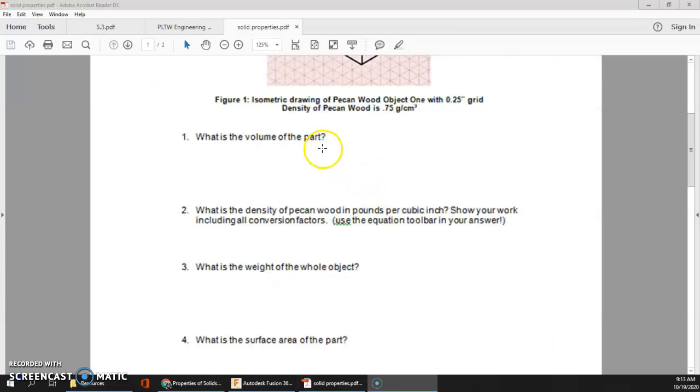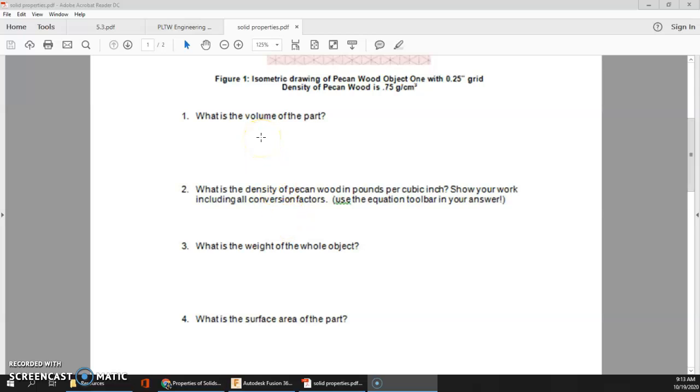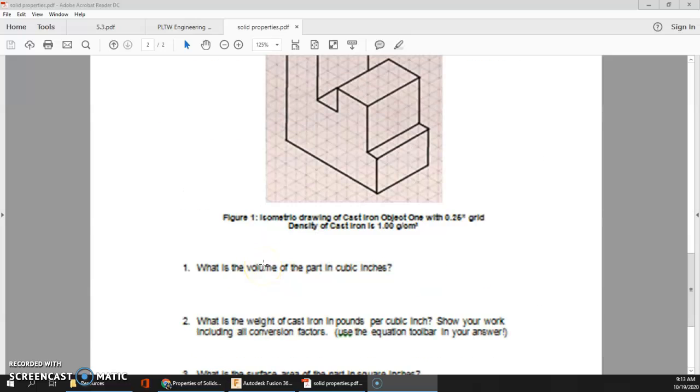Once you have determined volume, you can convert the density of this material from mass density to weight density, showing your work, including your units and conversion factors. And then once you know the volume in standard units, and you have weight density in standard units, you can calculate the weight of the object.